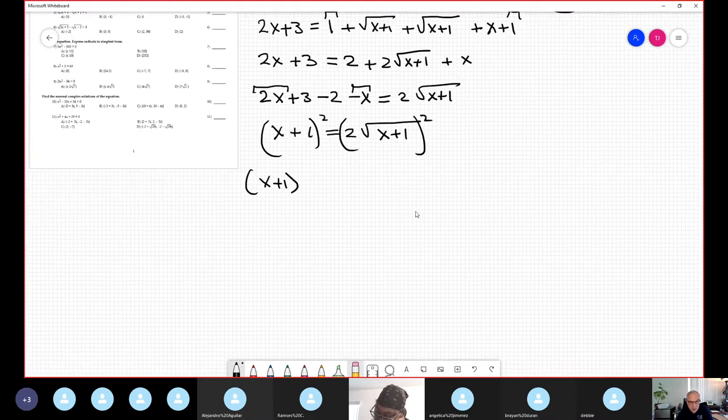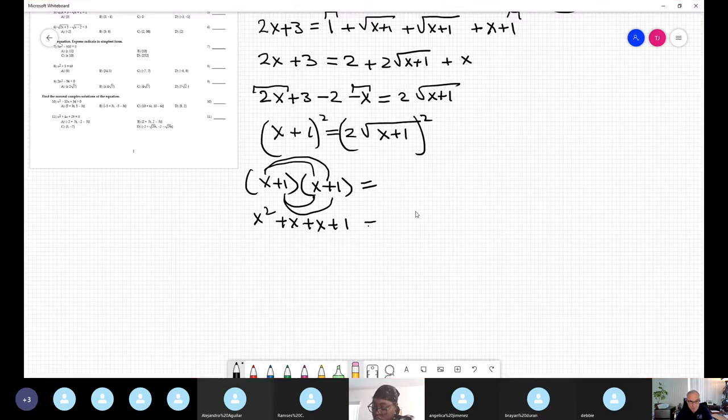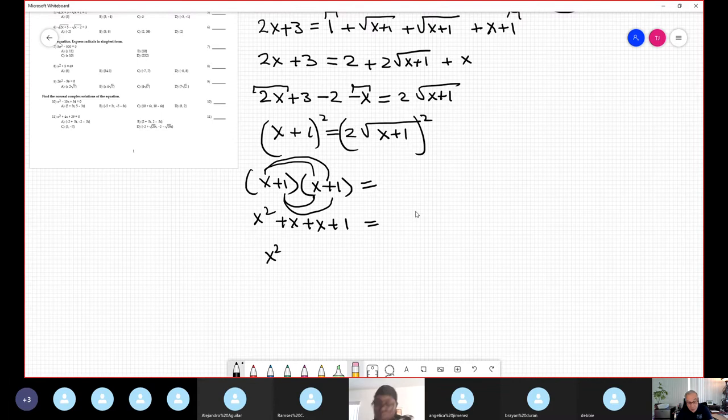x plus 1 times x plus 1. On the left hand side, x times x, x squared, plus x again, plus x, plus 1. Frequently, when you apply the foil, we combine something. Plus 2x, plus 1. Okay, stop here, left hand side. Right hand side is 2 squared, and radical x plus 1 squared. This is 4. This is x plus 1. And don't forget the parenthesis, 4x plus 4.